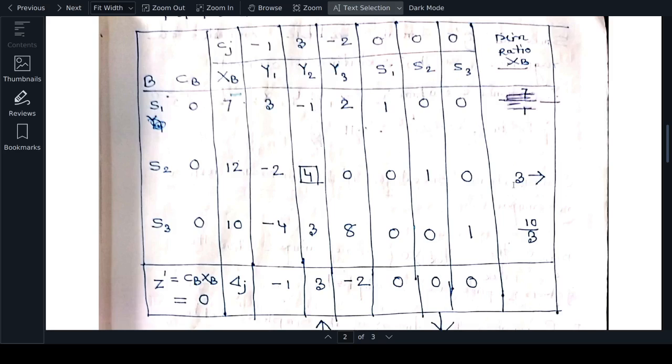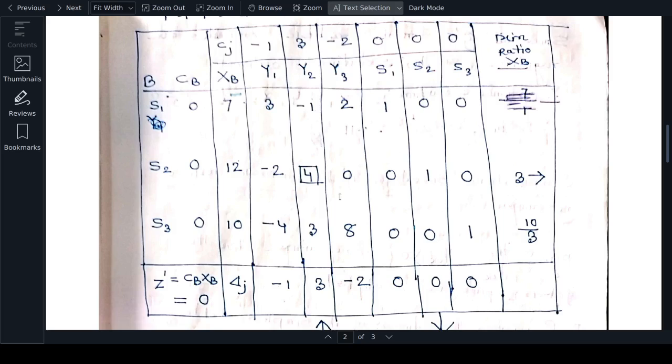So here, what is c1, c2, c3, c4, c5, c6? What is the value of c1? So -1. Good. Then c2 value, 3. Plus 3. Then c3 value, -2. Then c4 is 0, c5 is 0, c6 is 0.